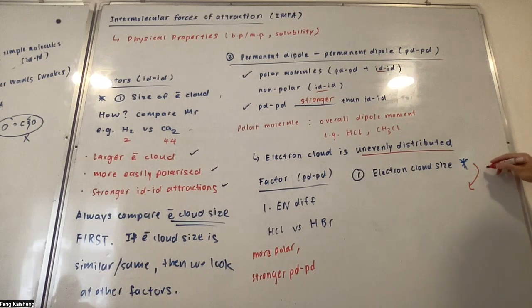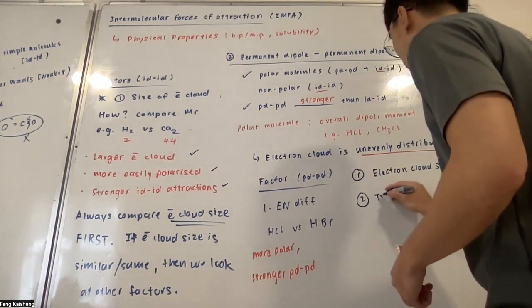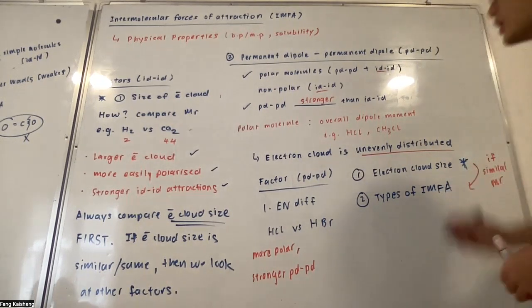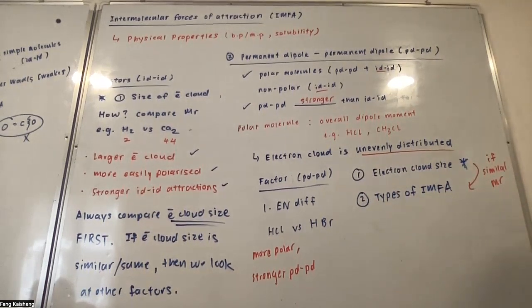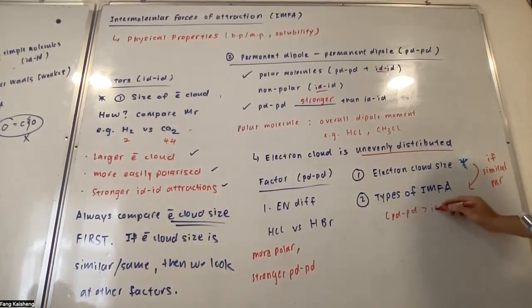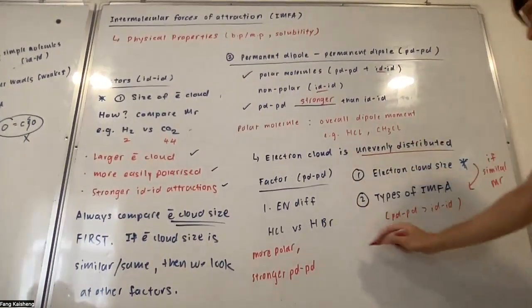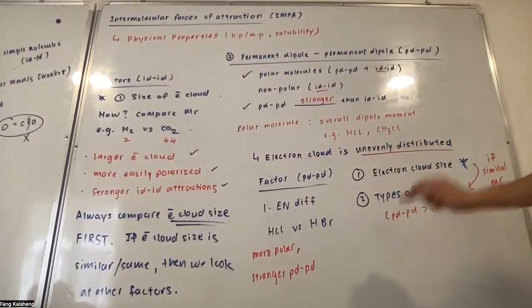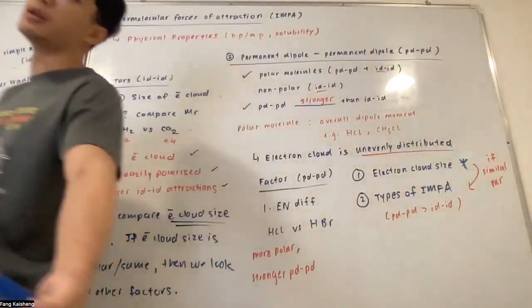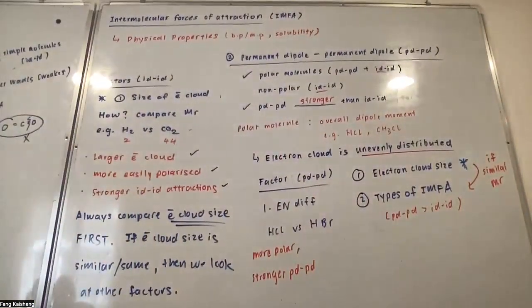So, in other words, if the electron cloud size is similar, so I write this: if similar Mr, then we shall now look at the other types of intermolecular forces. Later we will see what this means. Basically, now we are allowed to explore other types such as PD-PD, which could be stronger than ID-ID. This framework, guys, is very important when you are comparing any two molecules. There's a practice on the next page. We're just going to apply this immediately.